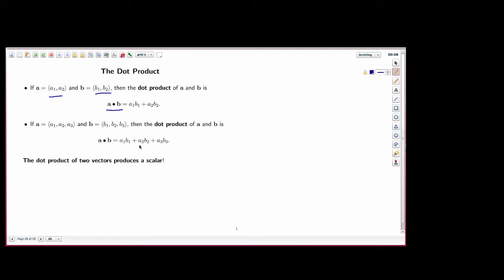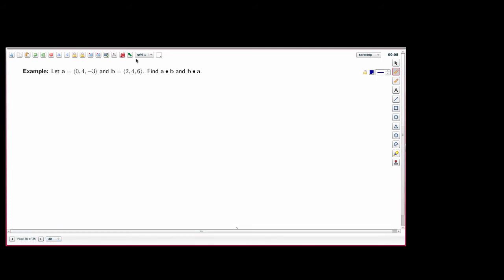In three dimensions, we do the same thing. We just have a third component for each vector. So notice that on the left-hand side, we're multiplying two vectors, and the right-hand side is just a number. So the dot product of two vectors produces a scalar or a real number. The important thing to remember here is that the dot product takes two vectors, multiplies them, and gives you a number.